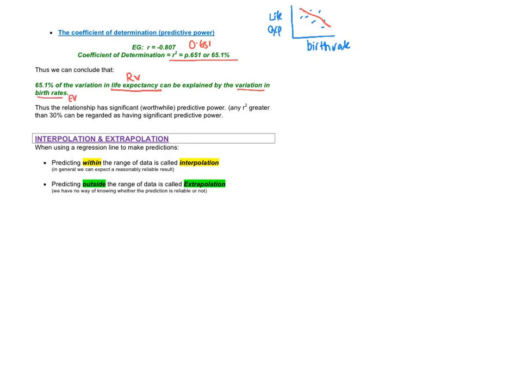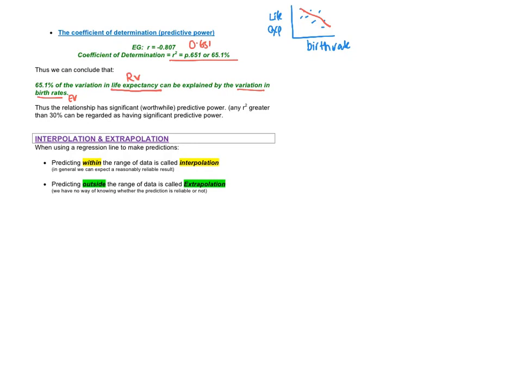Because it's pretty high, we can say that the change in birth rate is affecting the life expectancy.